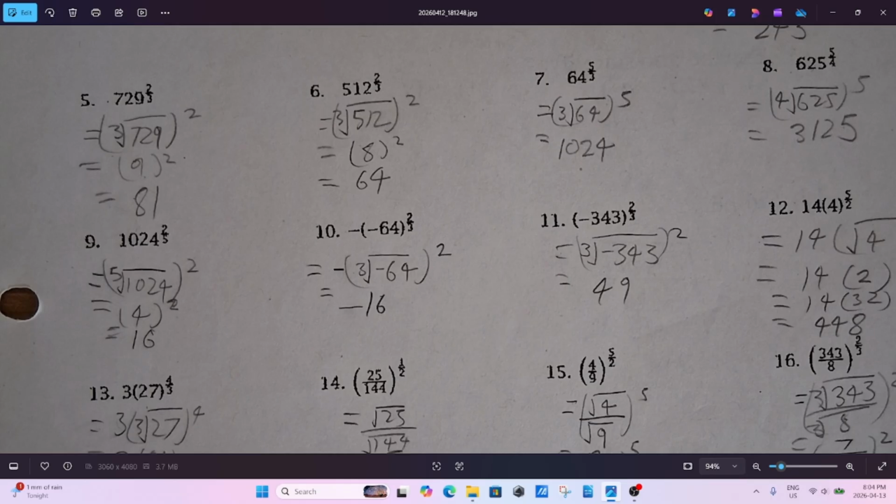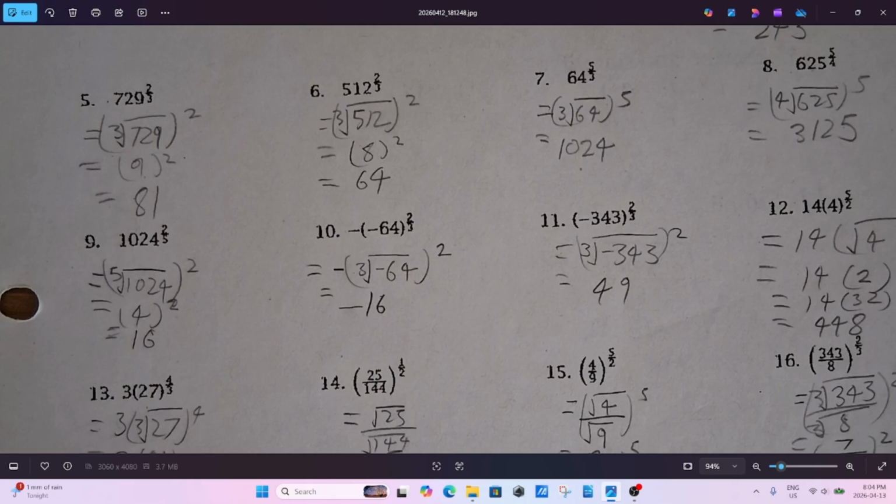Question 5. 729 to the 2 over 3 is equal to the third root of 729 squared, which is equal to 9 squared, which is equal to 81. Question 6. 512 to the exponent 2 over 3 is equal to the third root of 512 squared, which is equal to 8 squared, which is equal to 64.